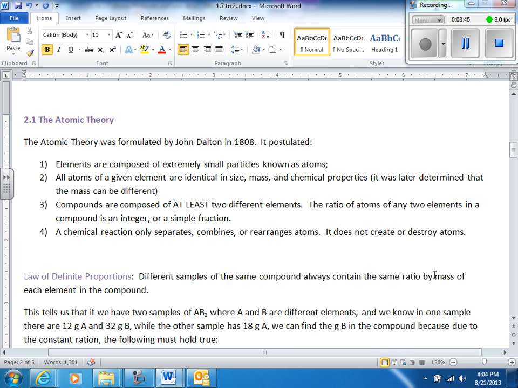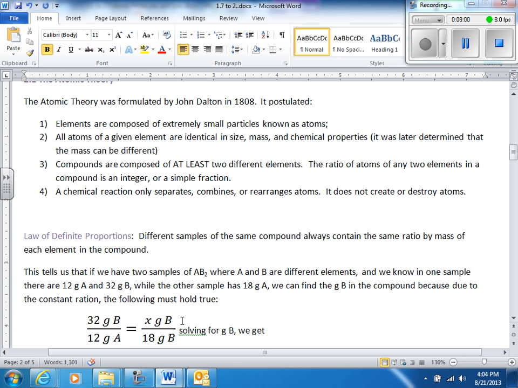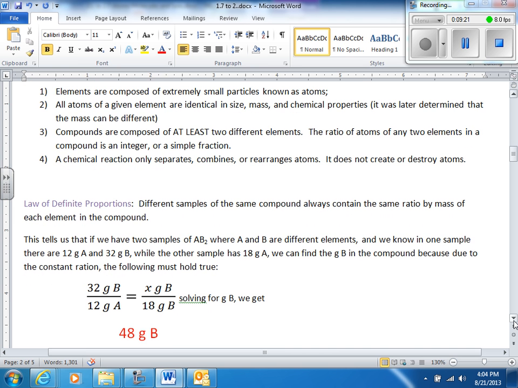Well, you have to have the same ratio by mass of each element, so the ratio of A to B in this sample of the compound must be exactly the same as the ratio of A to B in the other compound. That gives us this ratio right here. Here I'm doing B to A, so 32 grams B to 12 grams A must be X grams B to 18 grams of A. So we see the ratio of B to A must be the same in each sample of the compound, and you should be able to solve this yourself. You can pause or just watch when I put the answer up. There it is.